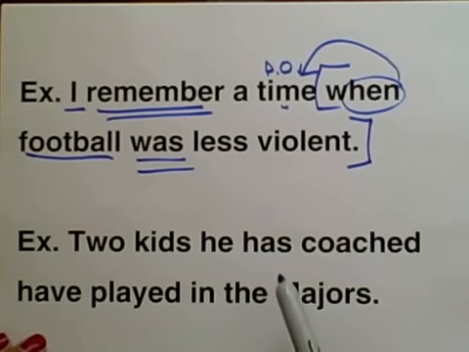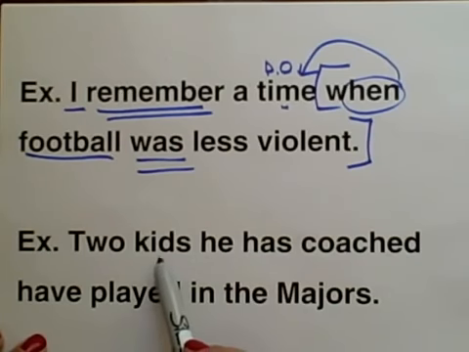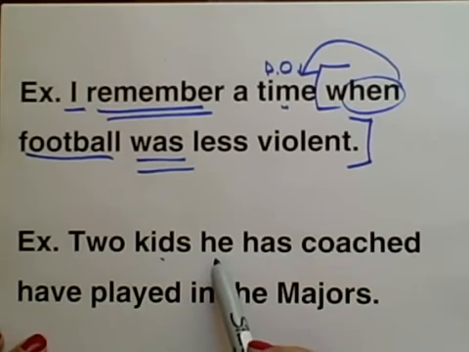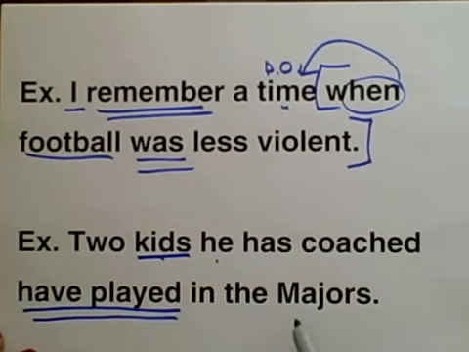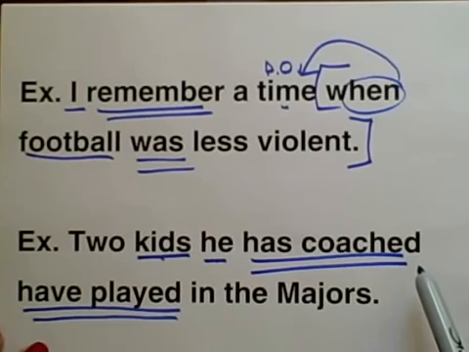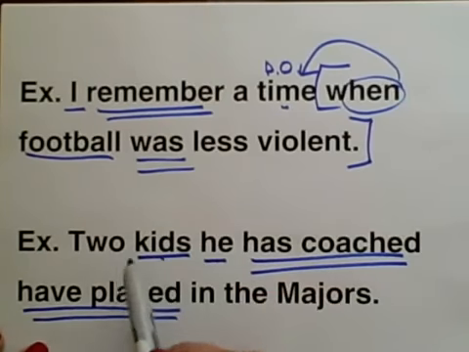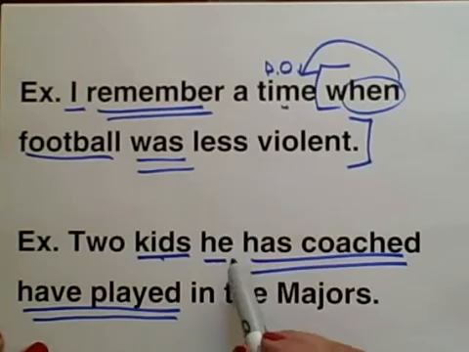I know this because the subject of the sentence, kids, is followed by a pronoun, he. We can't have two subjects and only one verb, so I know there have to be two clauses. What have the kids done? They have played in the majors. That's my independent clause, or my main clause. What's left? Another subject, he, and another verb, has coached. So I have two clauses: two kids have played in the majors, and he has coached.